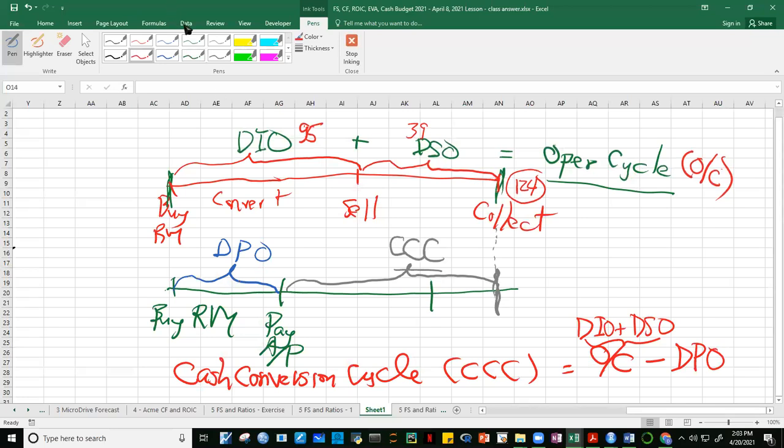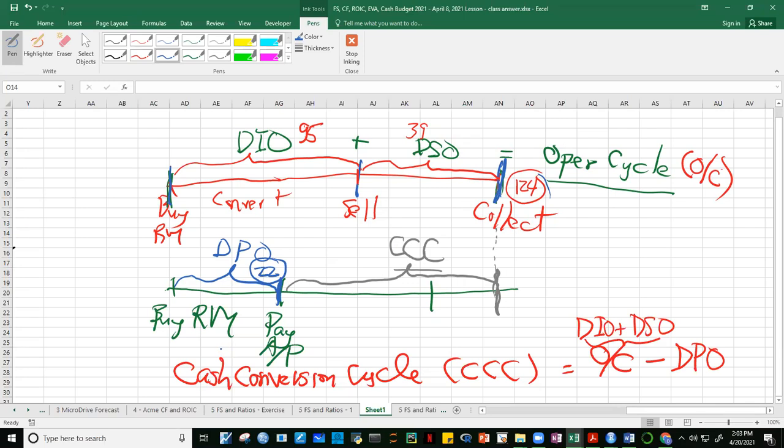Ito naman, guys, si DPO natin, ilan to? 22. Okay. Tingnan natin yung diagram natin, guys. Bumili ng raw materials, convert into finished goods, nabenta, nakolekta. So money will be coming in on day 124, di ba? Kaso sa supplier, guys, kailangan natin bayaran na on the 22nd day. Okay? Assuming, guys, na basic assumption lang na wala pang pambayad dito, kasi dito pa makokolekta yung pera eh. Anong gagawin natin?